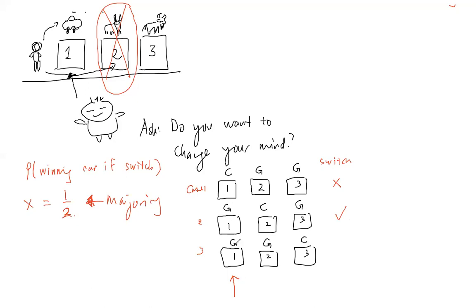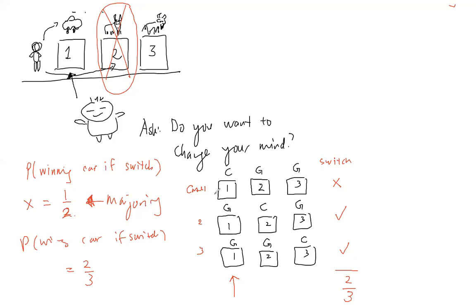You got a goat here. If you choose this, the host will show you this door, and if you switch, you will get it right here. So out of 3 cases, two out of 3 result in getting a car when you switch. So in fact, the probability of winning a car if you switch is actually 2/3. It's actually more than 50%. So this is the argument.